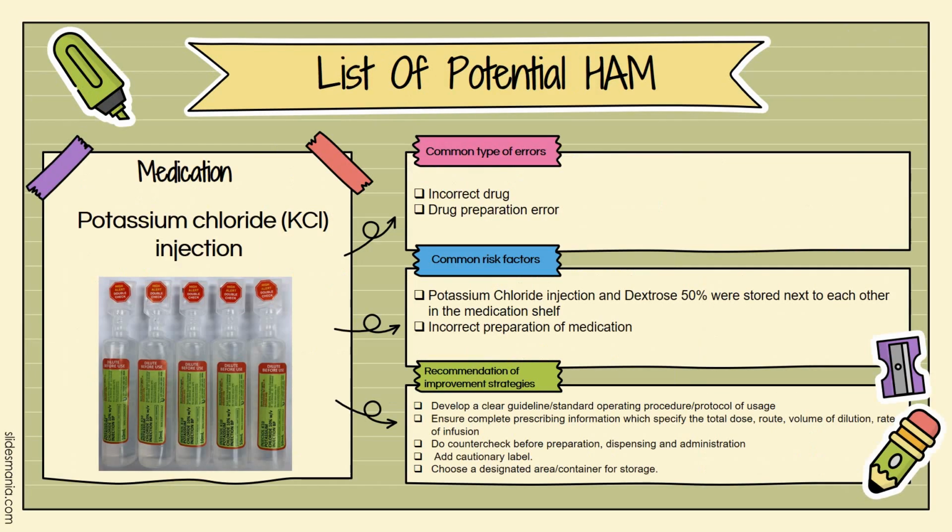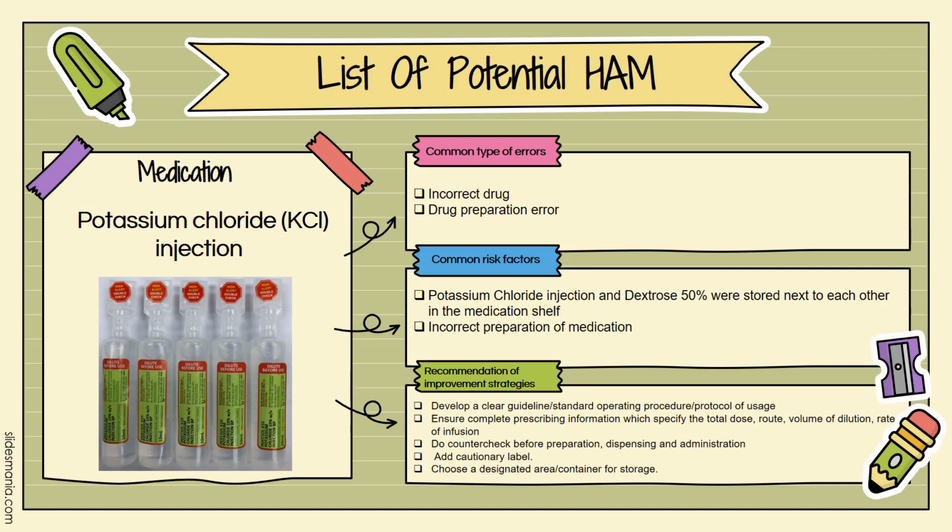So next, we go to the list of potential harm. The first one is potassium chloride injection. The common type of errors is incorrect drug or drug preparation error. The common risk factors: the potassium chloride injection and dextrose 50% were stored next to each other on the medication shelf, and also incorrect preparation of medication.